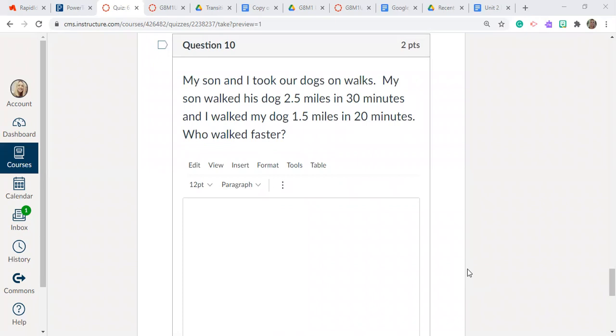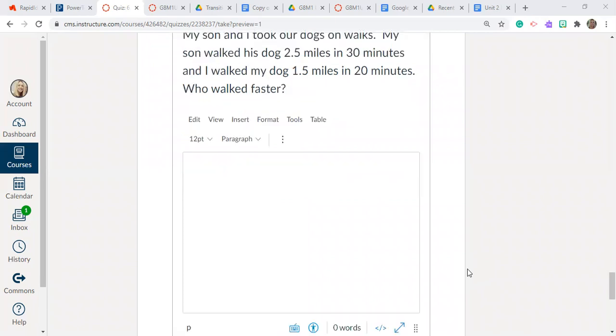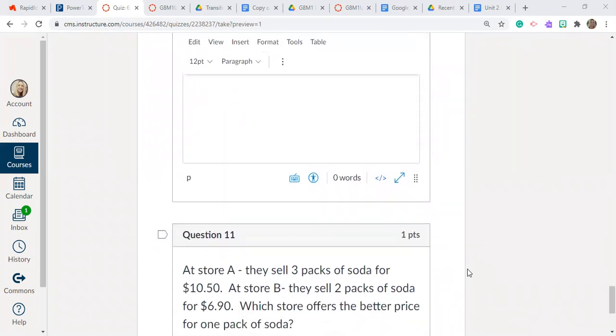Question number 10. My son and I took our dogs on walks. My son walked his dog 2.5 miles in 30 minutes, and I walked my dog 1.5 miles in 20 minutes. Who walked faster? You're going to want to make a table for these two scenarios in your notebook. So again, my son walked his dog 2.5 miles in 30 minutes, and I walked my dog 1.5 miles in 20 minutes. Who walked faster? Pause and do the work.